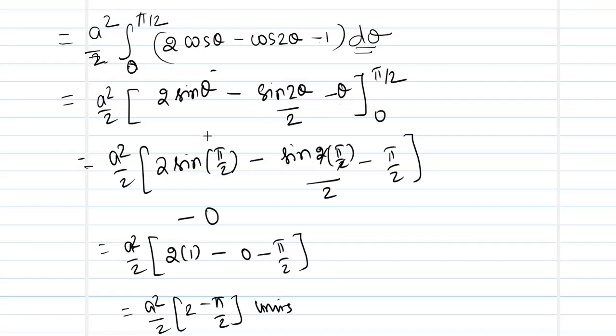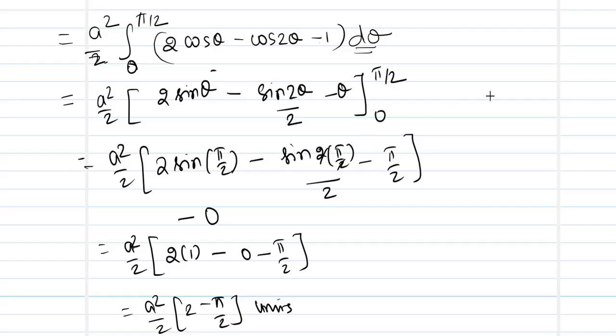And now apply the limit. Upper limit is pi by 2, lower limit is 0. Since sin 0 is 0, sin 0 is 0 and theta is 0, my lower limit will entirely vanish. We will concentrate only on the upper limit. What is the upper limit? 2 sin theta takes pi by 2, minus sin 2 times theta takes pi by 2 divided by 2, minus theta takes pi by 2.